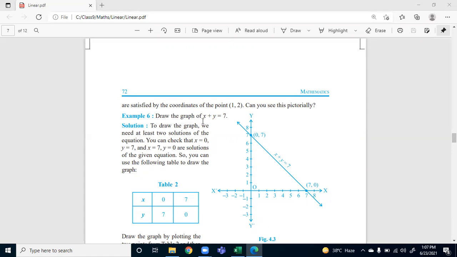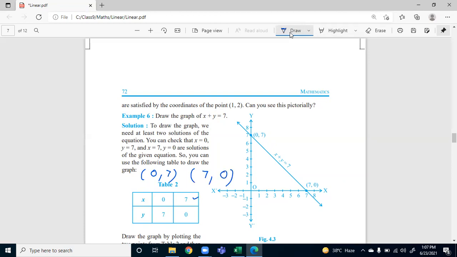If you take the value of y as 0, then x becomes 7. So you can plot with the help of these 2 points. What is the first point? It is 0 comma 7. First point, we write x, then comma y, and the second point is x, that is 7 comma 0.